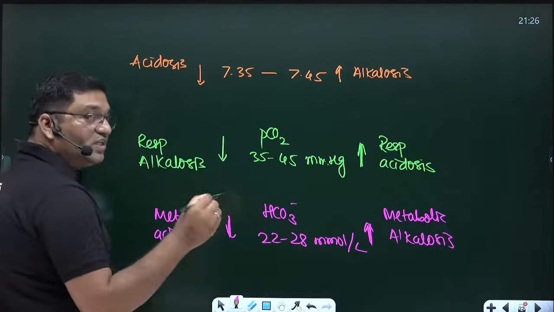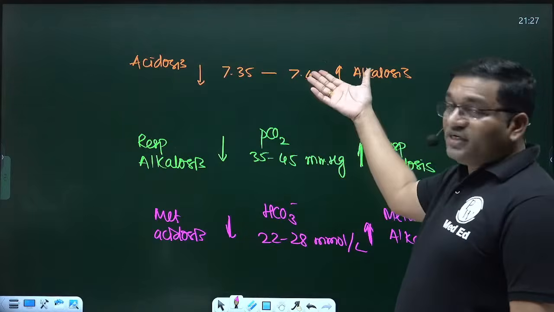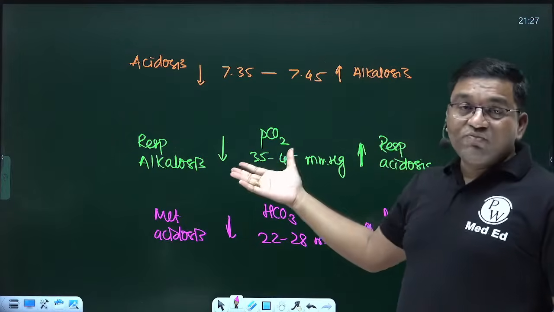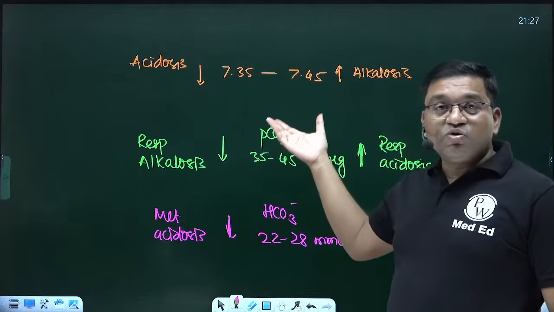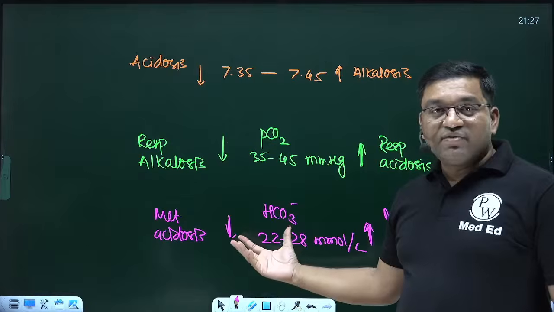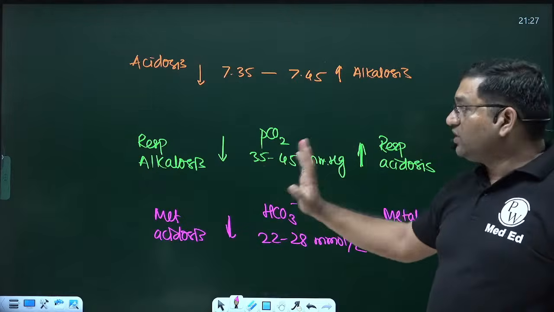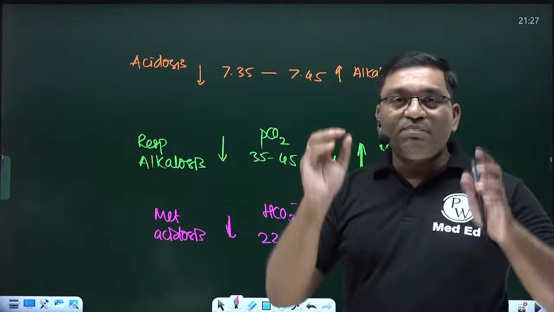So first see the pH. If pH is less, it is acidosis. If pH is more, it is alkalosis. Then second, see the PCO2. If carbonic acid is more, meaning acid is more, it is respiratory acidosis. Then see the alkali, that is bicarbonate. If alkali is more, it is alkalosis. If alkali is less, it is acidosis. Simple. The parameter that goes with the pH is the primary defect.